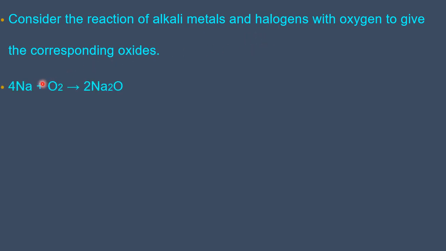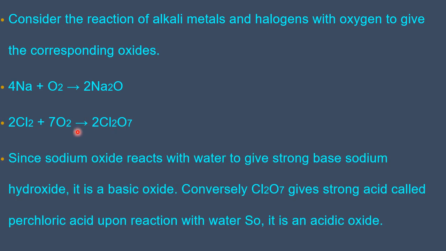Alkali metal with oxygen, sodium with oxygen gives sodium oxide. Now extreme right, chlorine, halogen, with oxygen gives its oxide, chlorine oxide. Now what is the nature? Since sodium oxide reacts with water to give strong base called sodium hydroxide, it is basic oxide. Sodium oxide, when you put in the water, it dissolves and converts into what? Base. Therefore, this oxide is called basic oxide, because this forms base in water.